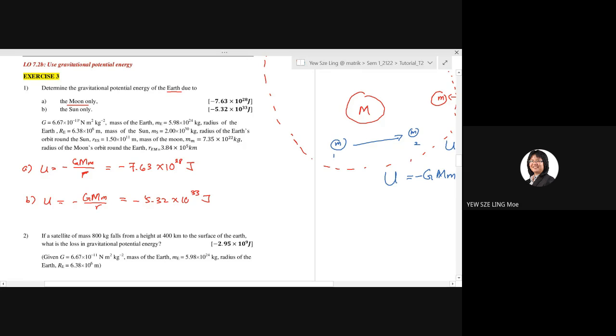When it comes to the sun and the Earth, you need more energy. More work needs to be done to place them at a distance separated by 1.5 times 10 to the power of 11 meters. So to place the Earth and the sun at that distance, we need this much energy, 5.32 times 10 to the power of 33 joules. So this is question 1. Question 1 is very simple. You just apply the equation, then you get an answer.